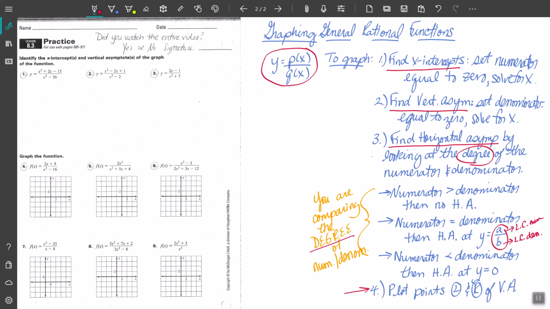All right, number 3 is a little bit different. The x-intercept, again, will be found by setting the numerator equal to 0. And we'll end up with x of 1/2 when we do that algebra. So there's our x-intercept.